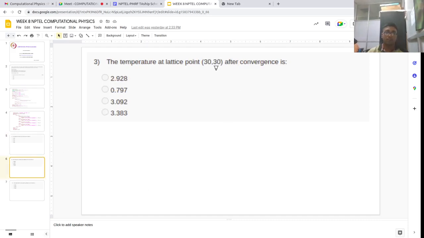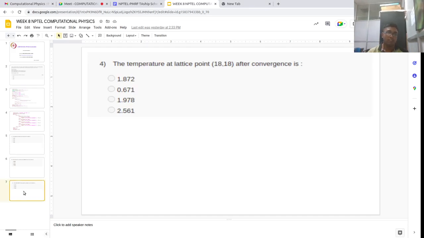For the third case, for 30, 30, it will be 0.79, so 0.797 will be the closest answer for this question. And for the last one, it is 18, 18. Here 1.99 is the answer which we are getting after compiling our code, so 1.978 is the closest answer for this question. So these are the 4 questions which I had to solve for this session.